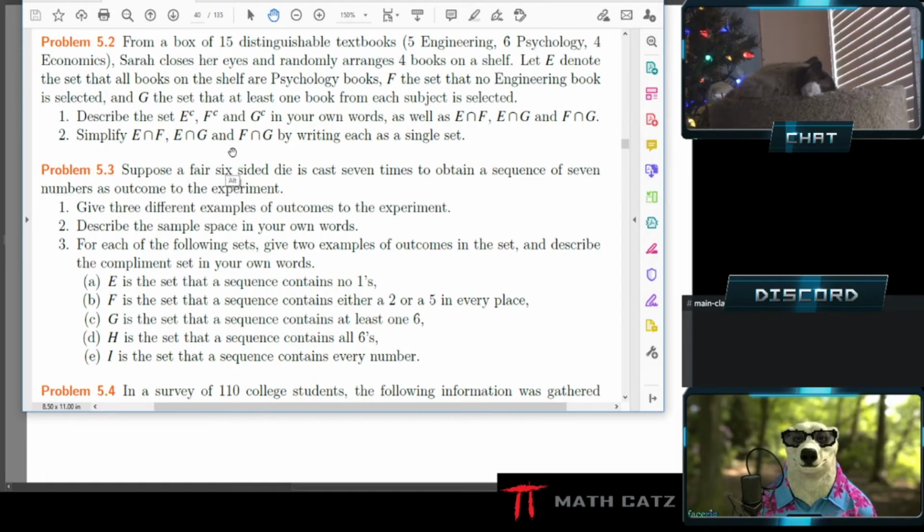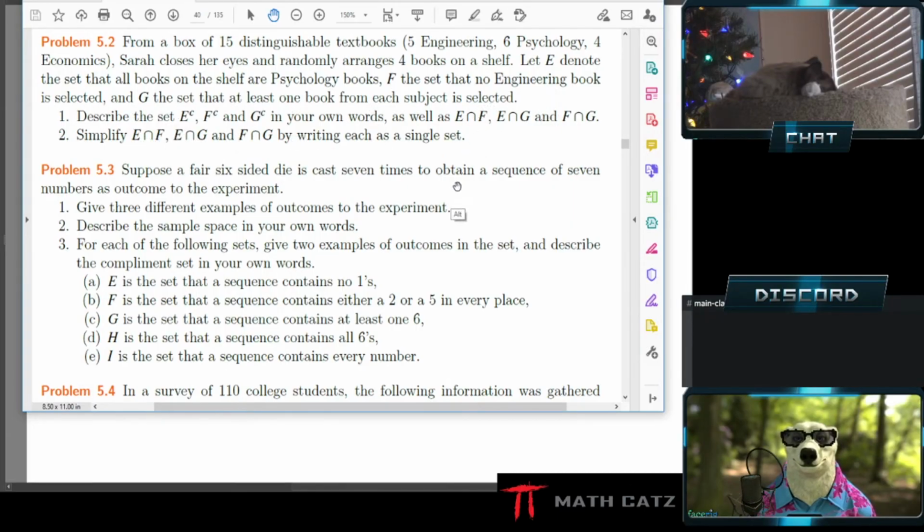Now, let's read this together first, and then discuss it in our remaining few minutes. From a box of 15 distinguishable textbooks. They're all different. They have different titles. I can tell them apart. There are 5 engineering books, 6 psychology books, 4 economics books. Sarah closes her eyes and randomly arranges 4 books on a shelf. Let E denote the set that all books on the shelf are psychology books. F, the set that no engineering book is selected. G, the set that at least one book from each subject is selected.